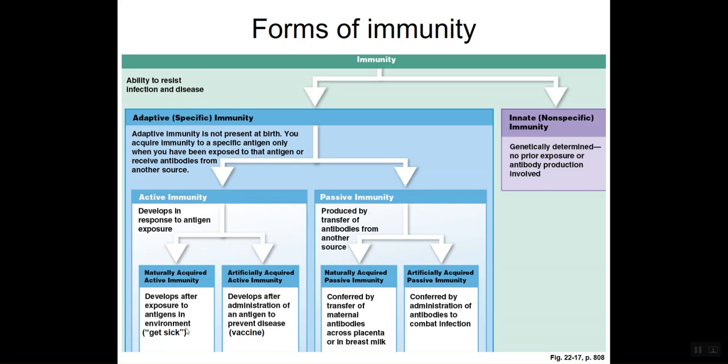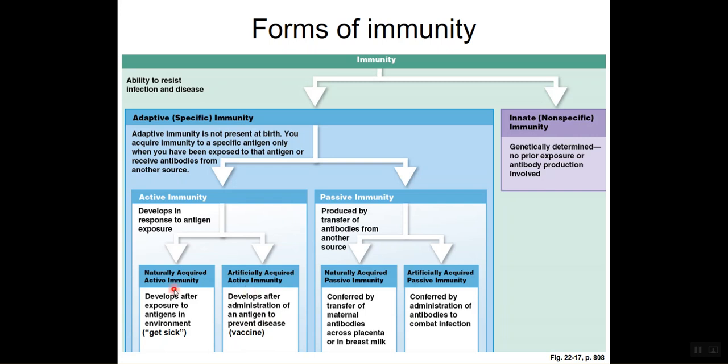Instead of me having to get sick to get exposed to the antigens, I can have the antigens administered to me in a vaccine. This could be dead or weakened pathogens. This could be isolated antigens that have been engineered to not make me sick, but it still counts as an exposure. I'm still going to, in response to that, make my own antibodies. So that's why it's active. So that's artificially acquired active immunity.